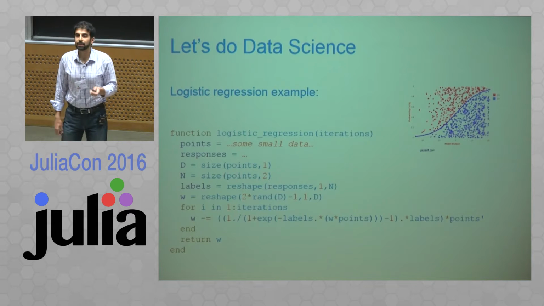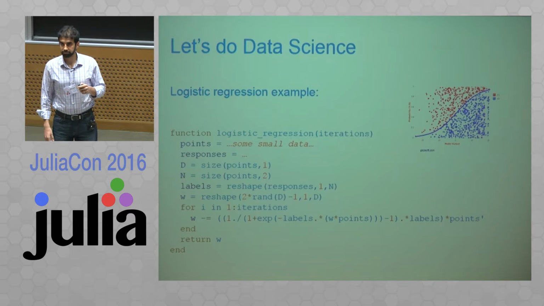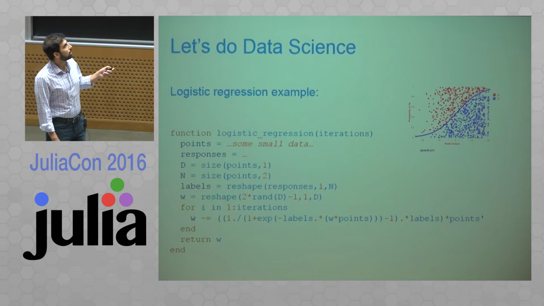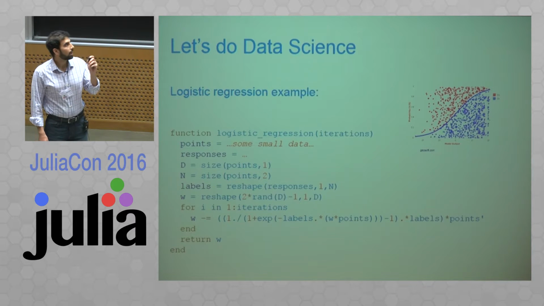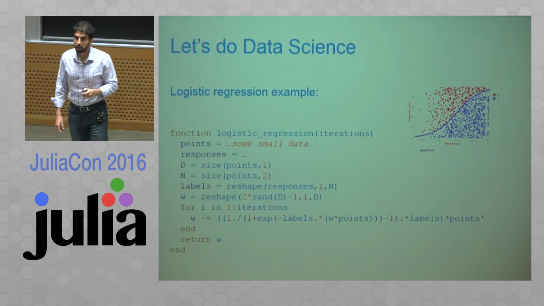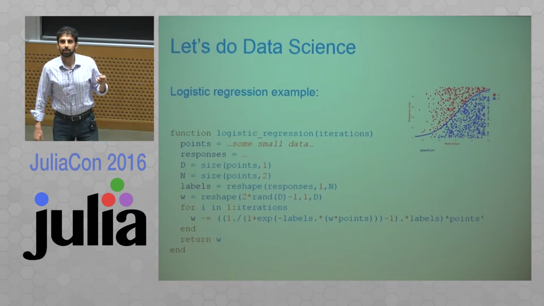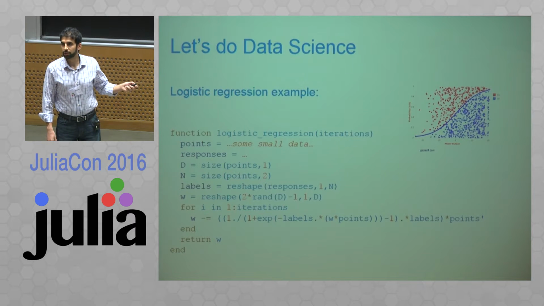So let's look at a very simple data science application. Just simple Julia code. Let's say these points and responses are some small data, small matrix of features. And I'm going to run some logistic regression algorithm. Gradient descent, simple math formula written in vector style code here. Easy to read, similar to the math formula. The domain scientists in whatever domain, they can understand it easily.